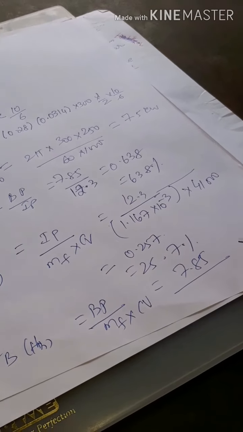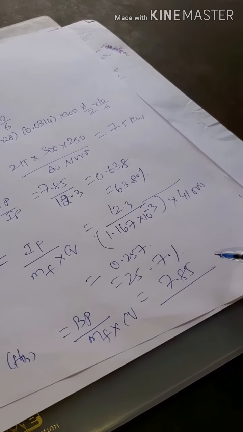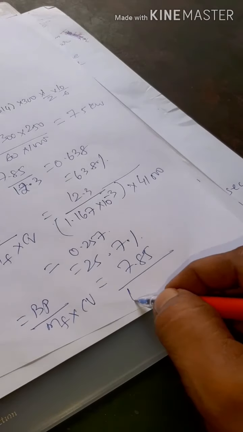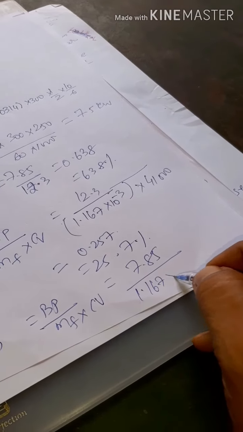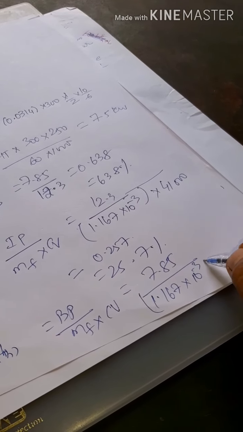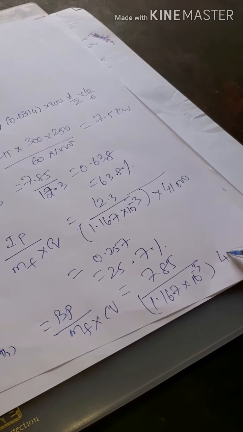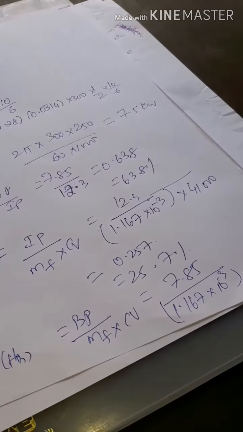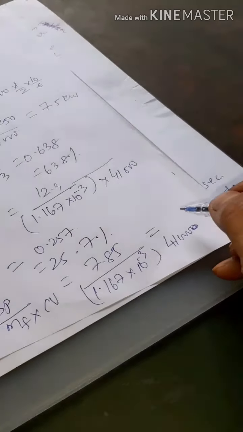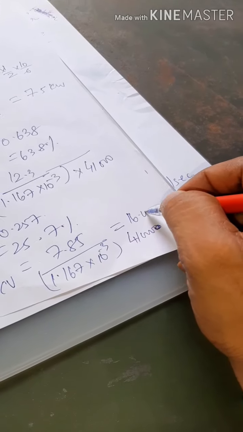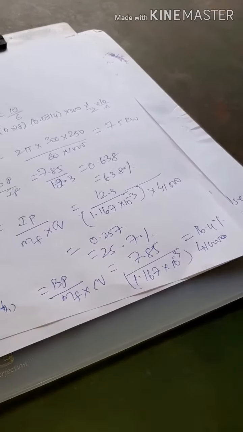7.85 divided by 1.167 into 10 to the power of minus 3 multiplied by 41,000. We are going to get the value of 16.4%. This is the brake thermal efficiency.